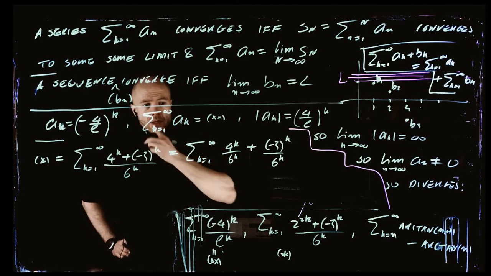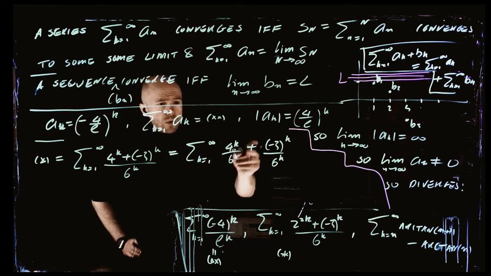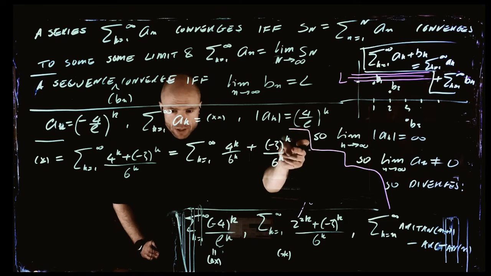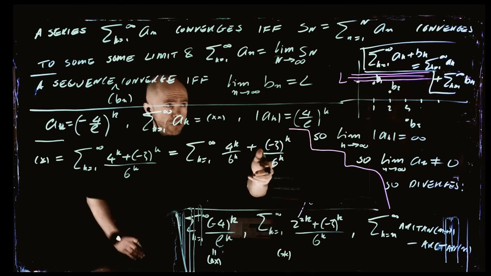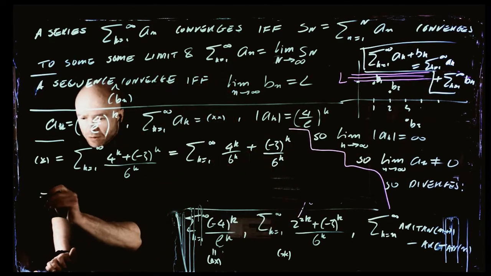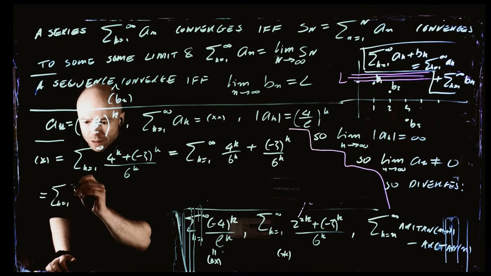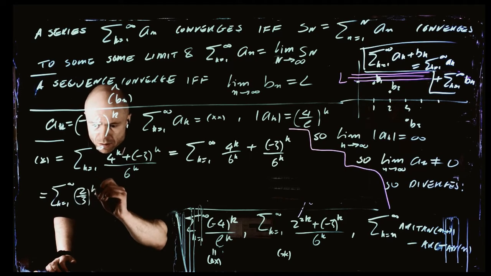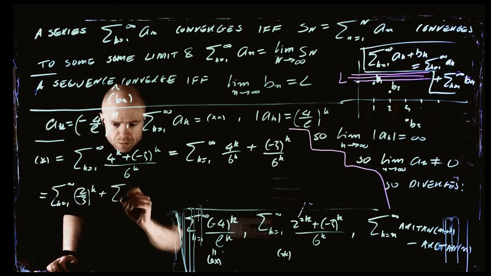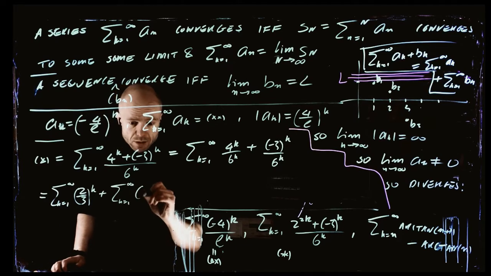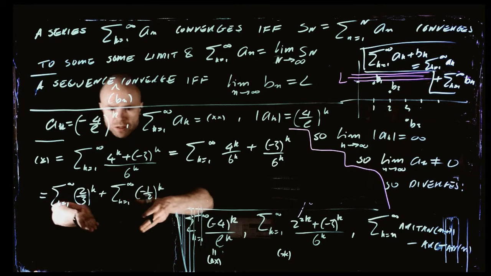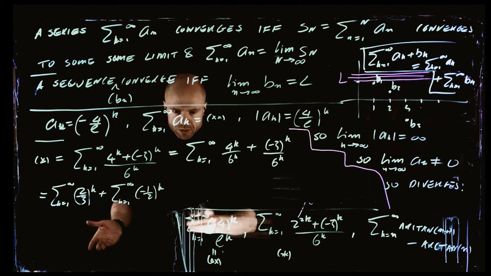Yeah? And that's what we're going to use right here, because if we let a_k be 4 over 6 to the k, in other words, 2 over 3 to the k, and b_k be minus a half to the k, both of those series converge, so we can break this sum into the sum from k equals 1 to infinity of 2 over 3 to the k, and the sum from k equals 1 to infinity of minus a half to the k. And now we're very happy, because we're exactly looking at a geometric series, or two geometric series. Yeah?